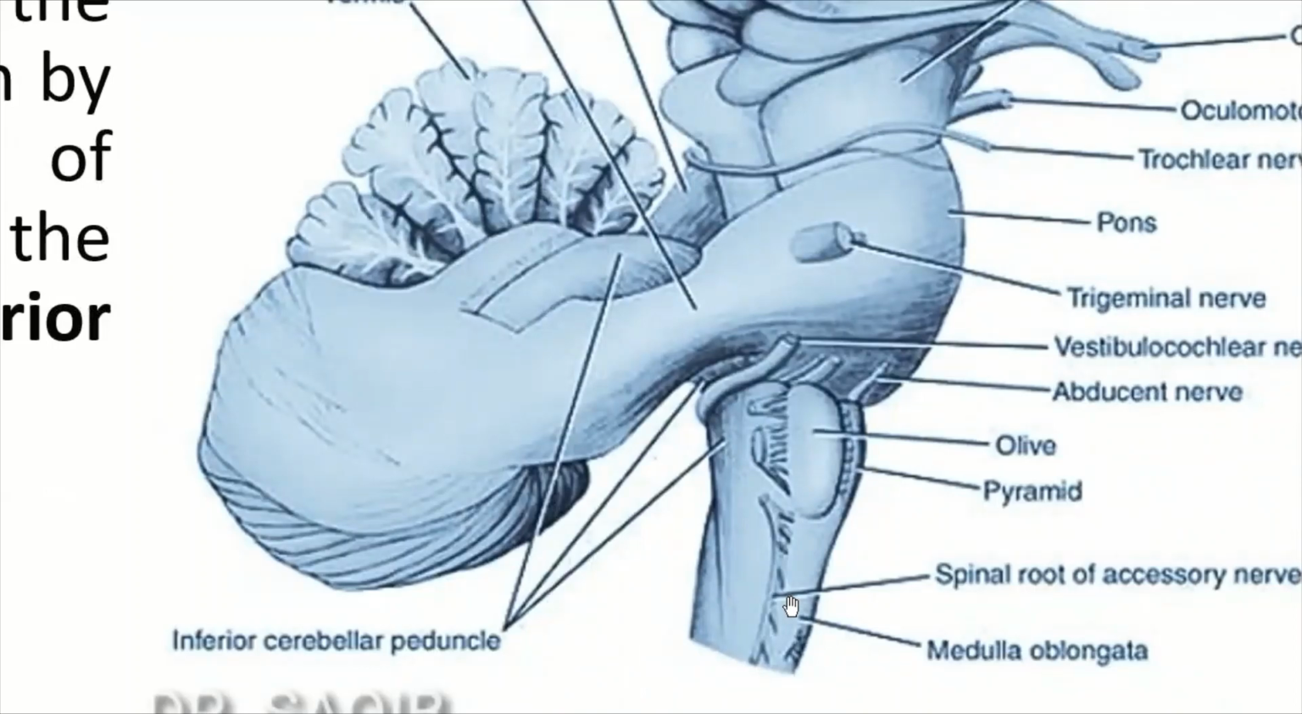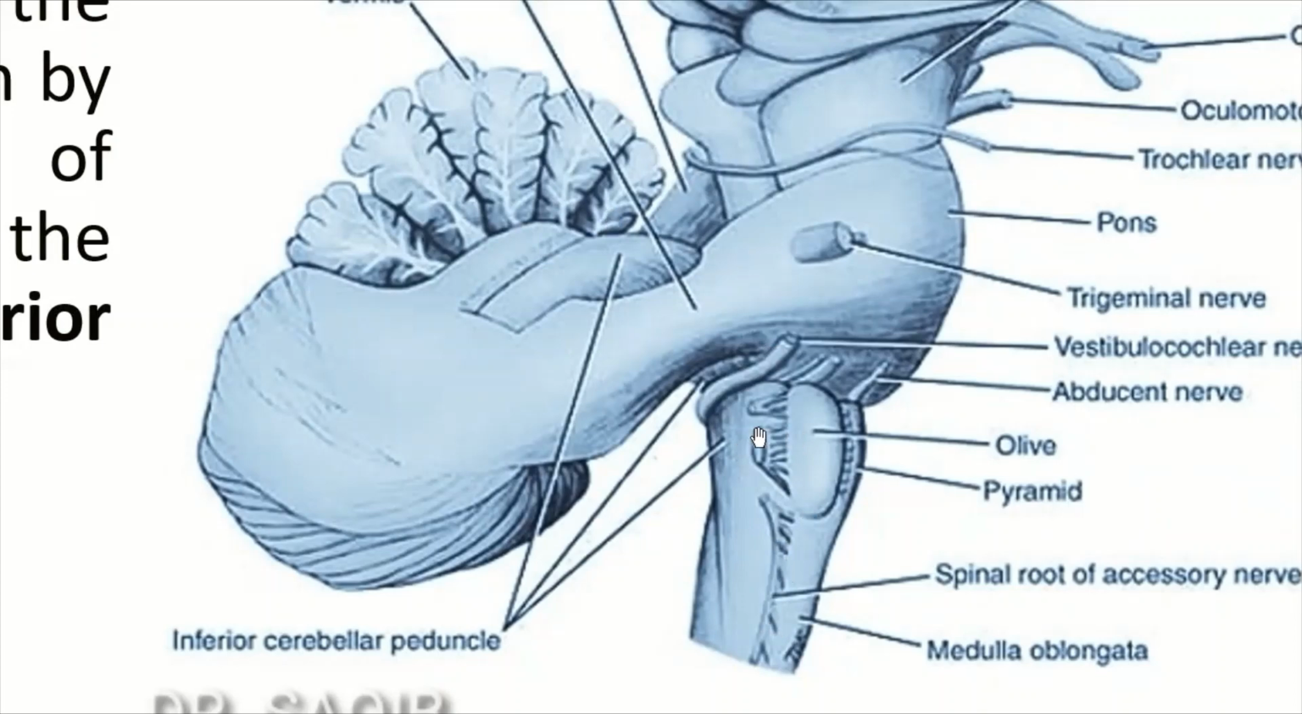The lowermost is the medulla oblongata, this is the pons, and this is the midbrain. These are connected to the cerebellum via these peduncles, which carry, of course, sensory and motor fibers. The information to and from the cerebellum passes through these peduncles.